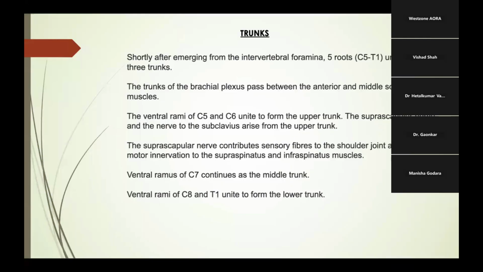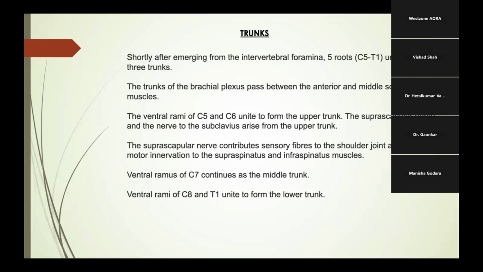Second, we'll go on to the trunks. Shortly after emerging from the intervertebral foramina, five roots, C5 to T1, unite to form three trunks. The trunks of the brachial plexus pass between the anterior and the middle scalene muscles. The ventral rami of C5 and C6 form the upper trunk. The suprascapular nerve and the nerve to the subclavius arise from the upper trunk. The suprascapular nerve contributes sensory fibers to the shoulder joint and provides the motor innervation to the supraspinatus and the infraspinatus muscles.